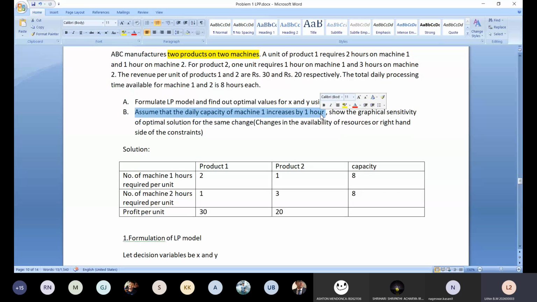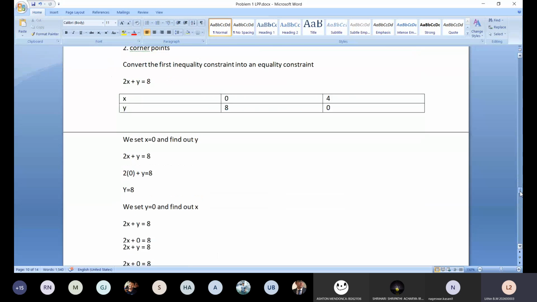So what should I do? What was the initial capacity of machine 1 in terms of number of hours? 8. So now it has gone up by how many hours? 1 hour. So now what is the total capacity of machine 1? 9. Very good. It is being increased by 1 hour. Earlier it was 8, now it has become 9. As simple as that. So now we shall get the solution for the second question.